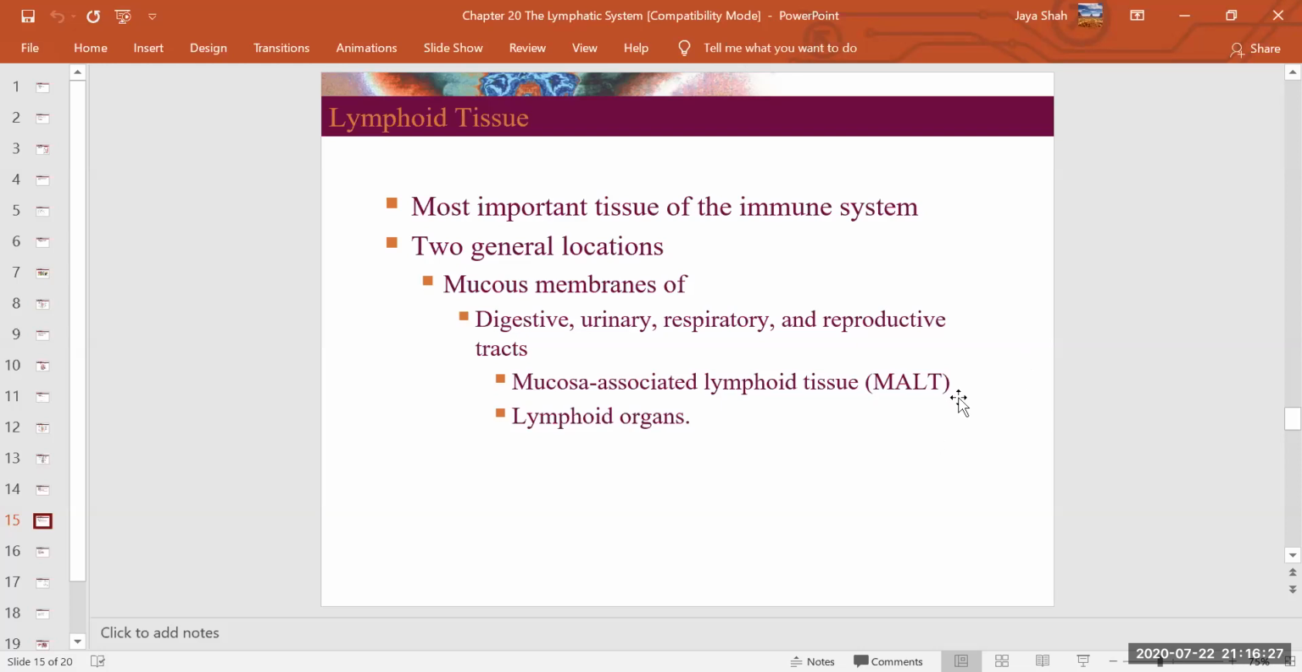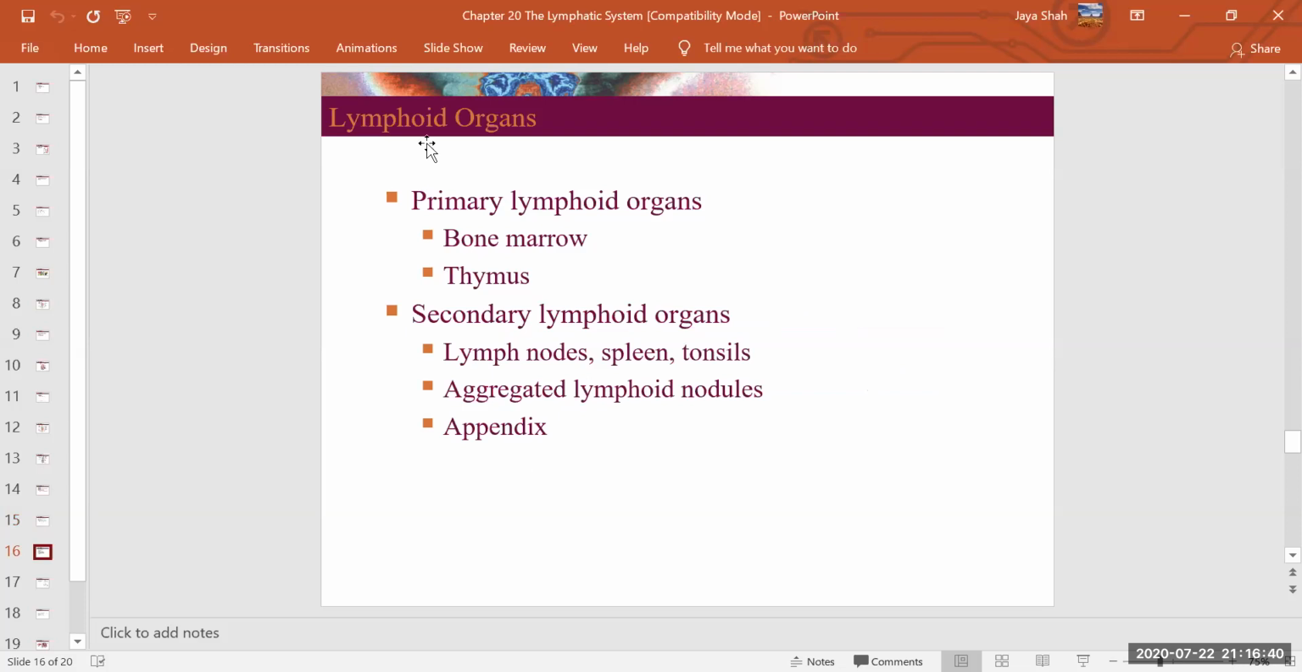And they are called MALT, mucosa-associated lymphoid tissue, because they are found under the mucosa of the tract. There are also some lymphoid organs, which are part of the lymphoid tissue and organs. The primary lymphoid organ is your bone marrow, because it is the original site for the lymphocytes and other white blood cells. The thymus is a lymphoid organ found behind your sternum, and that is the location where T lymphocytes mature after they are formed in the bone marrow.